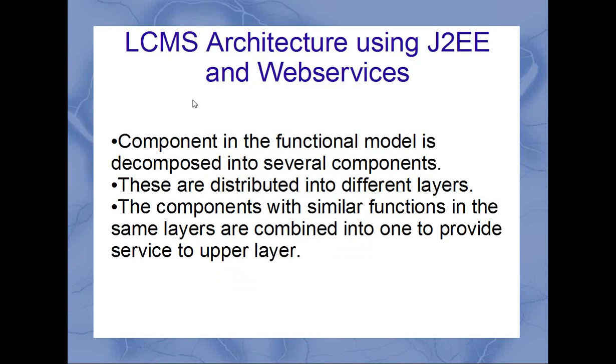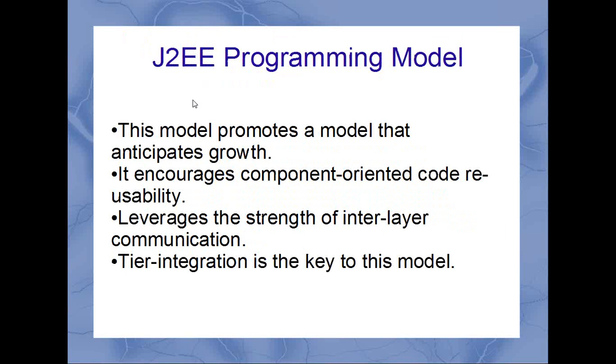The LCMS architecture using J2EE and web services has components in the functional model. These are distributed into different layers. That is the advantage that we bring to this. The components with similar functions in the same layers are combined and provided to the layer above it. This model promotes a model that anticipates growth. This can be easily changed also, as we all know, and it also encourages component-oriented code reusability. It leverages the strength of the interlayer communication technique. And the tier integration is easy, which is also the strength of this model.